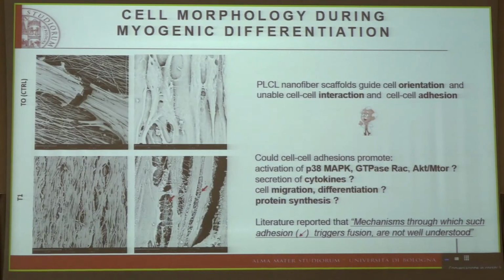So again, we performed scanning electron microscopy to look at them. In our control, which consists of the C2C12 seeded on our scaffold and kept in growth media, we could confirm the importance of a unidirectional orientation of the fiber, which guarantees the cell orientation and allows cell interaction and cell-cell adhesions.